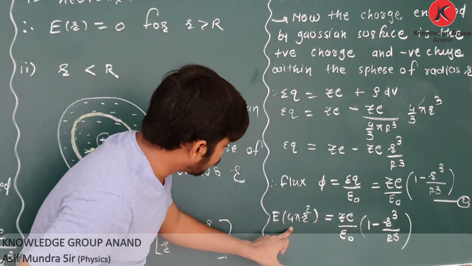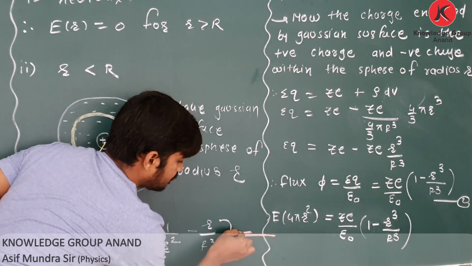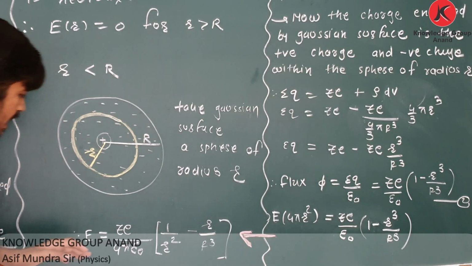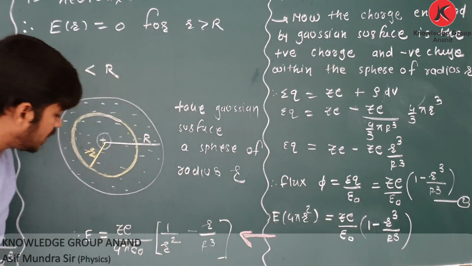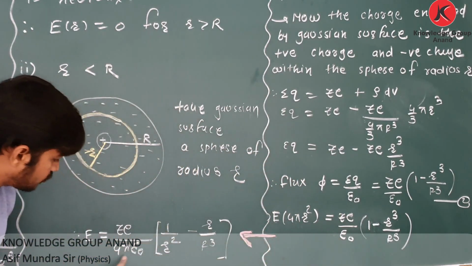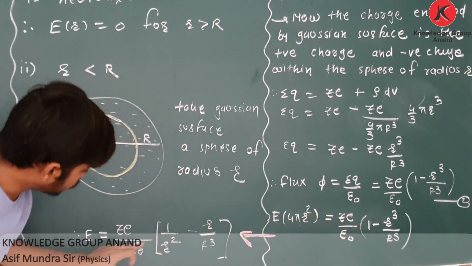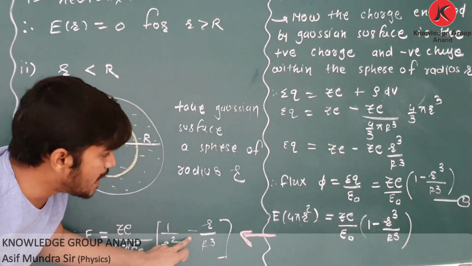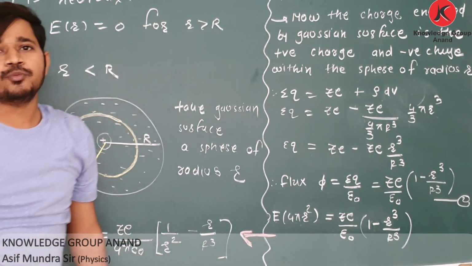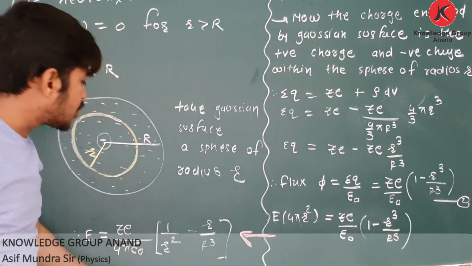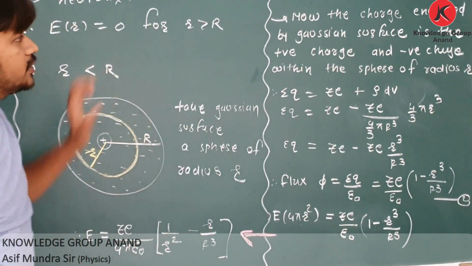You have to find E, so take 4 pi r square to the other side. See, this is the last step. Okay, E is equal to Ze upon 4 pi epsilon 0. On the second side, 4 pi r square is in the denominator. This r square you have to multiply in the bracket. So it is 1 upon r square minus r cube upon R cube r square, which gives r upon R cube. Clear? So this is the electric field inside the atom.